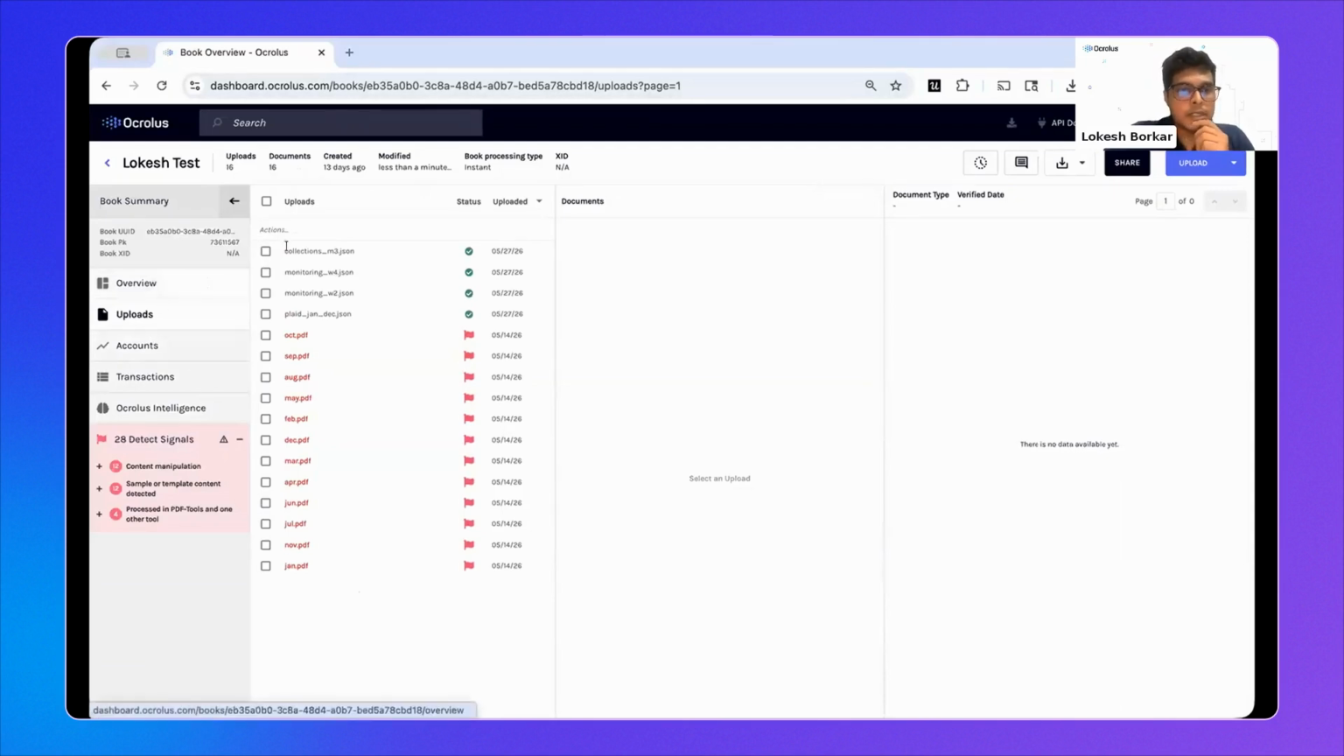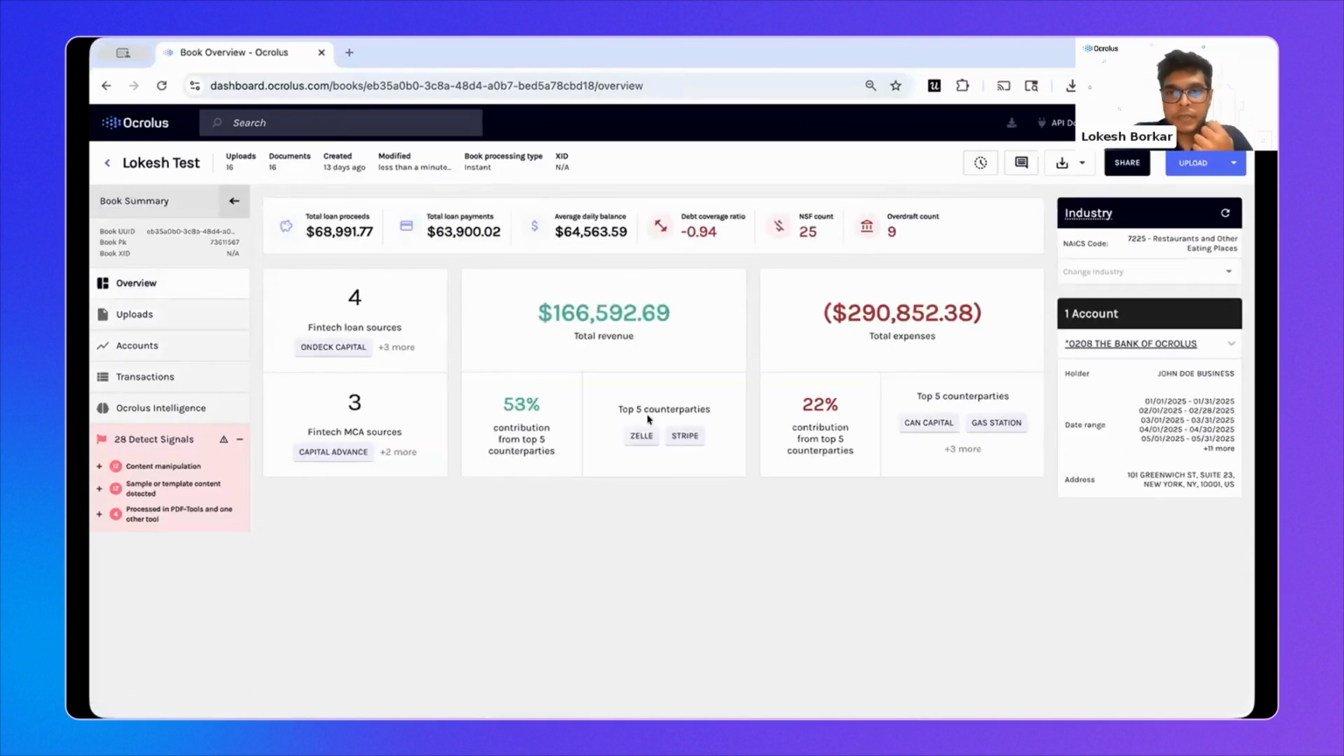Once it gets paused, let's look once again at the overall overview page and see how it changed. Now you see that since the last time you checked, from Feb till April, there are now 25 NSF counts and 9 overdraft counts. The loan proceeds amount also went up by $10,000.